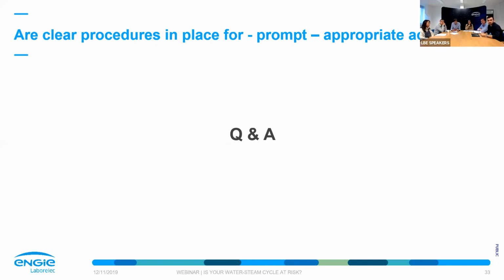Okay, thank you very much. Our next question from the audience is, what kind of automation is available today to minimize the operator intervention for drum boiler water chemistry deviation?